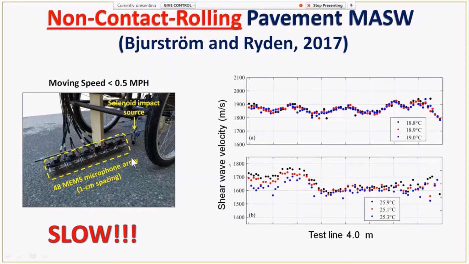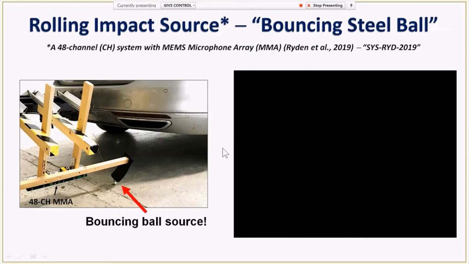But there was an issue at this time. The moving speed was too slow, probably slower than half a mile per hour. The main obstacle was this impact source. When everything was moving too fast, this impact source could not make a proper impact. He still continued to improve it, and then came up with this idea, which is a bouncing ball.